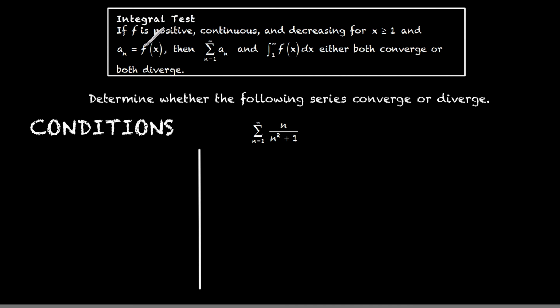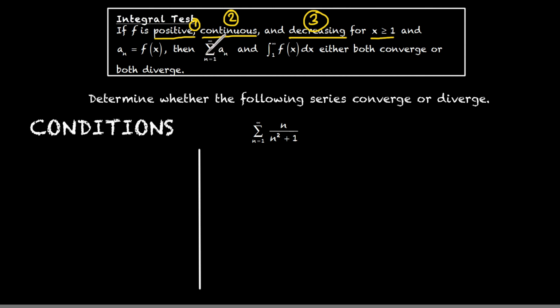First of all, it must be positive for all x's that are greater than or equal to 1. Let me put a 1 by this. That's the first condition. Second condition is it must be continuous. Can't have any vertical asymptotes or jumps or holes. And it must be a decreasing function for x greater than or equal to 1. These are the three conditions, and you have to prove that these three conditions are true before you can apply the integral test.